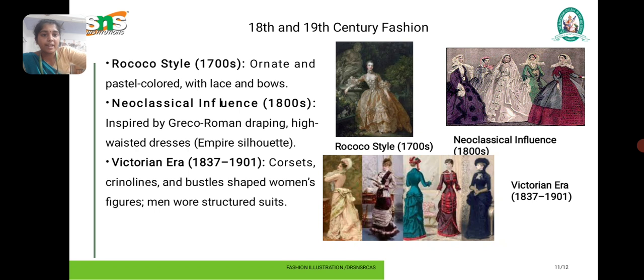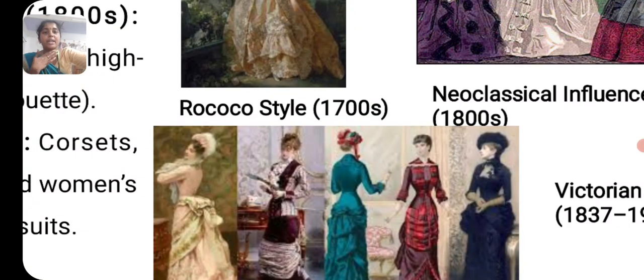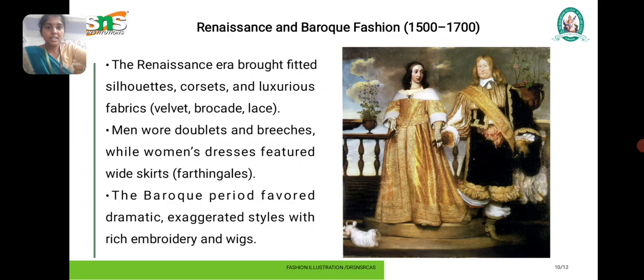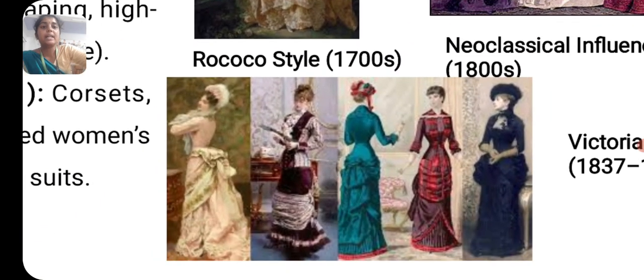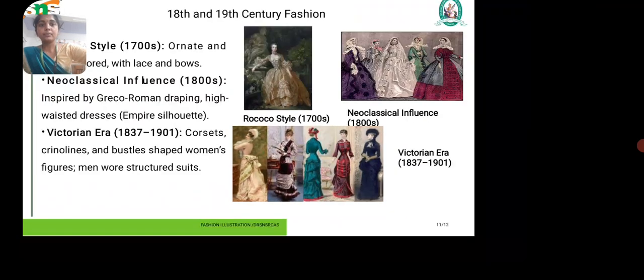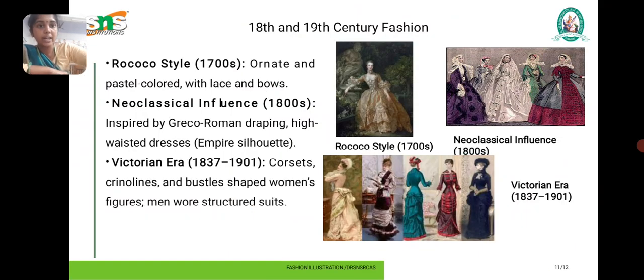Next, Victorian fashion from 1837 to 1901. The corset is the top portion from the neck to the waist, a shaped garment. Crinolines and bustles shaped women's figures, and men wore structured suits. Mainly the focus is from neck to waist. The waist is where your elbow touches your body. That portion was mainly emphasized. It is a different fashion from the Victorian era.